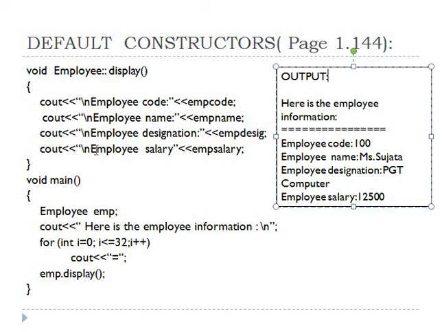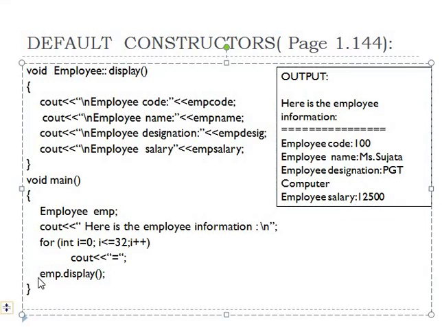And once the last statement gets executed inside the body of this member function display, the control again comes to the position where it left and then moves to the next line. The program now ends with this closing brace of the main function.